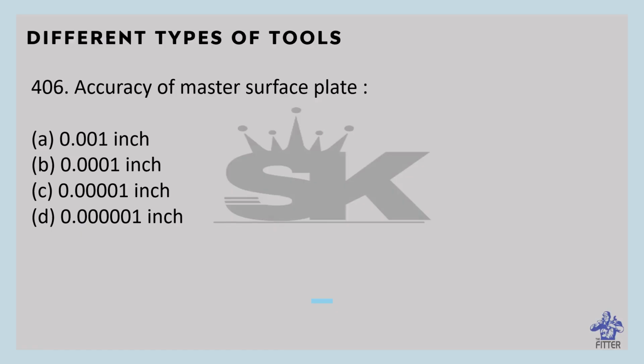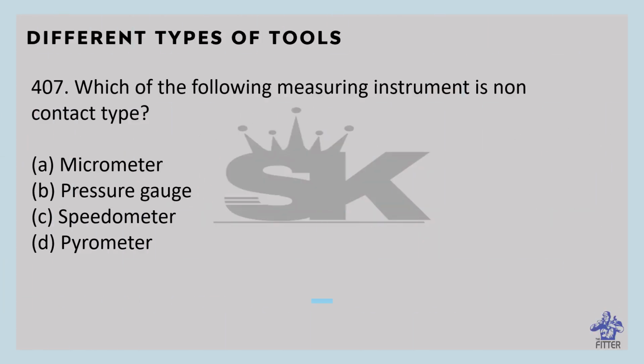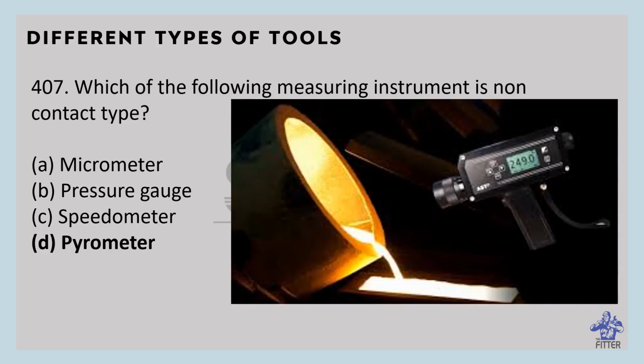Accuracy of master surface plate, that is option C, 0.00001 inch. So the accuracy of this type of surface plate is much more than an inspection surface plate. Which of the following measuring instruments is non-contact type? That is pyrometer. It is a non-contact type device. It is used for measuring high temperatures. So this is how the pyrometers work.